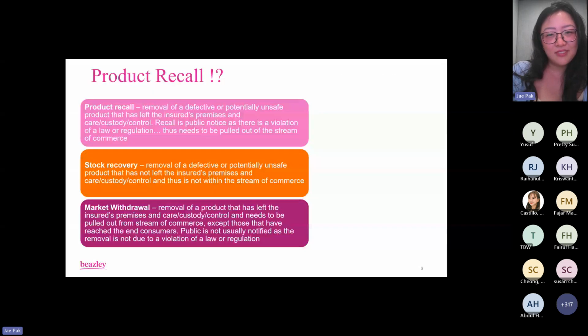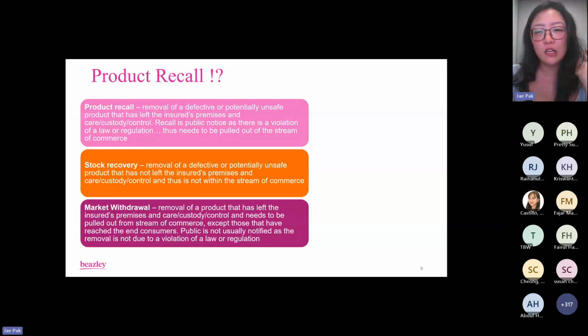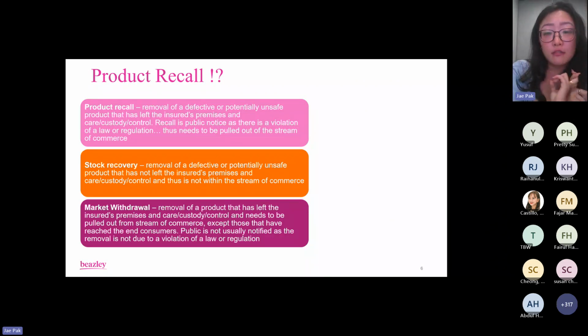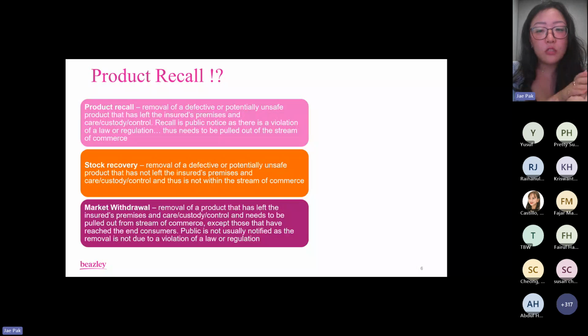Okay, so now I'm getting into the more interesting stuff. So what exactly is product recall? If you guys have ever seen or heard of a product recall, yes or no, essentially product recall can really refer to a couple different things. I'm not going to really read the definitions that I have listed on the slide, but you can either refer to a product recall, a stock recovery, or a market withdrawal.